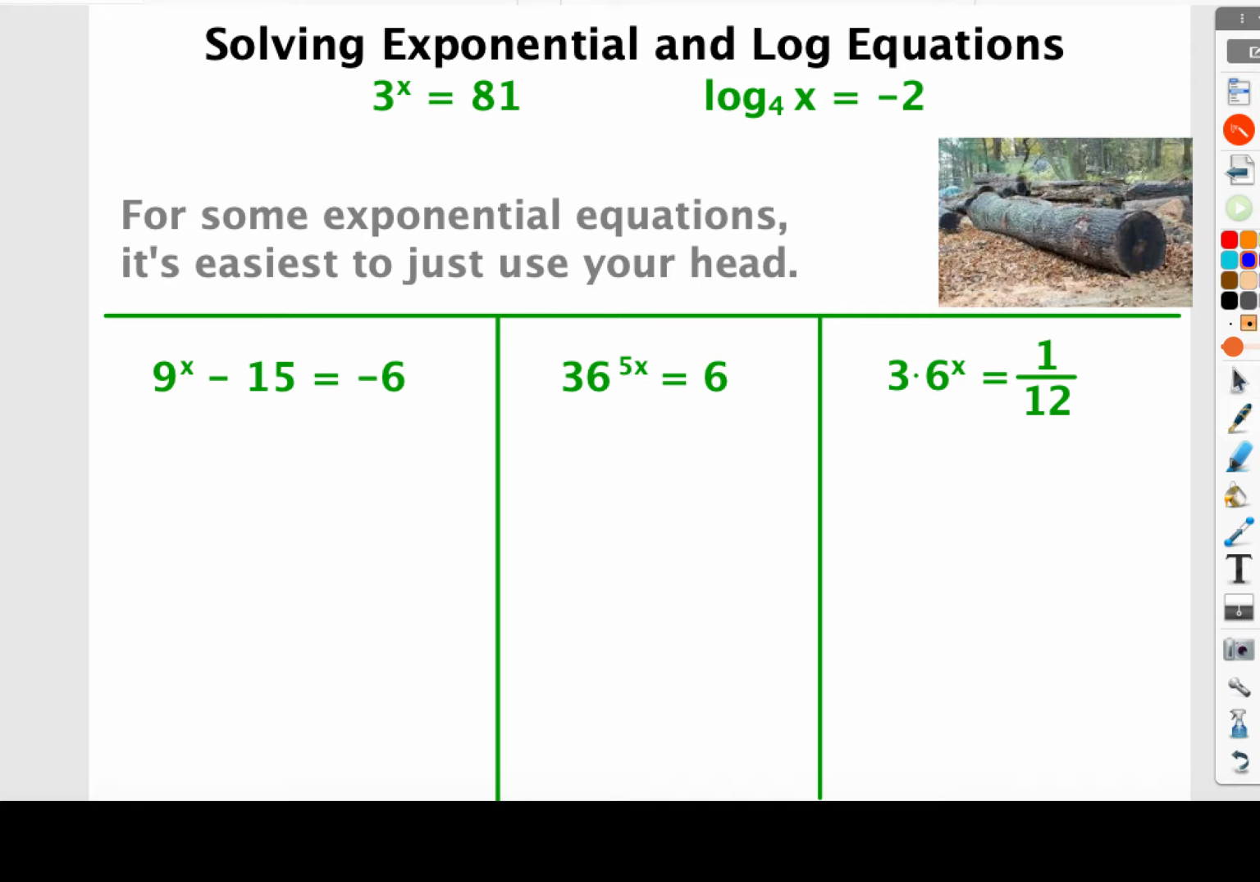All right, let's talk about solving exponential and log equations. Now, this is the first of two videos. This video is basically going to address exponential functions, similar to that 3 to the x equals 81 up here on the upper left. The second video will address equations more like the one on the right, the logarithm base 4 of x equal to -2. We're going to address what you do when you have a logarithm in the equation.